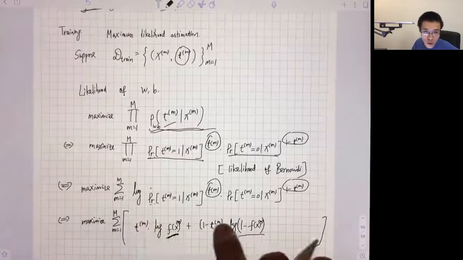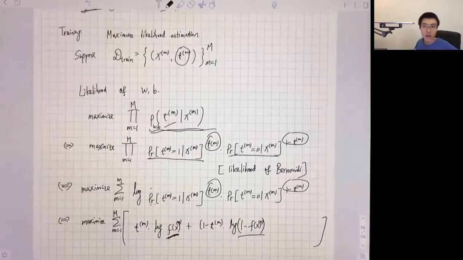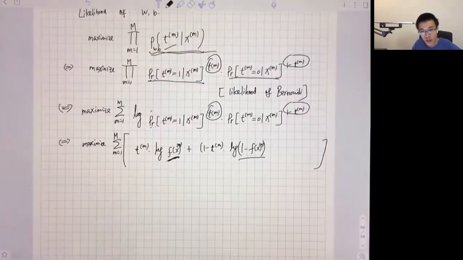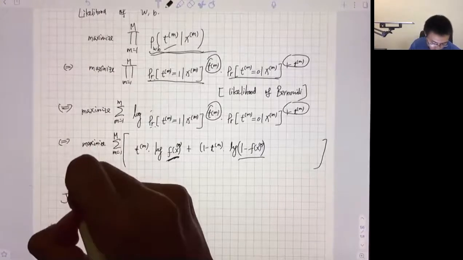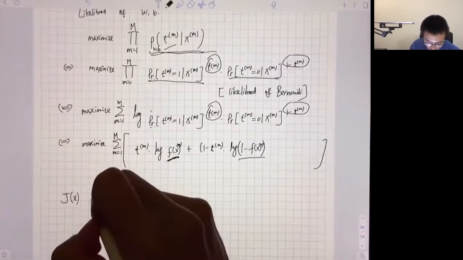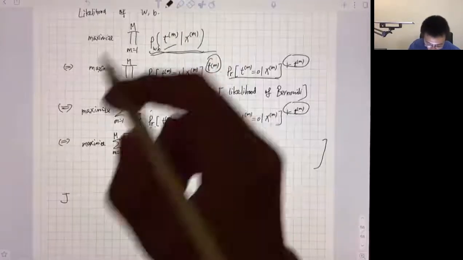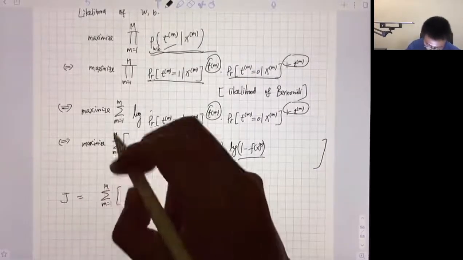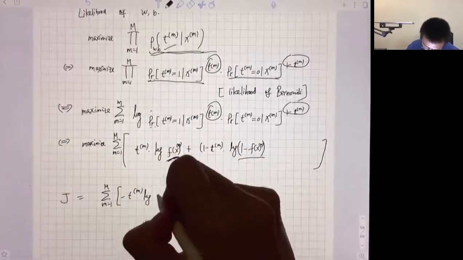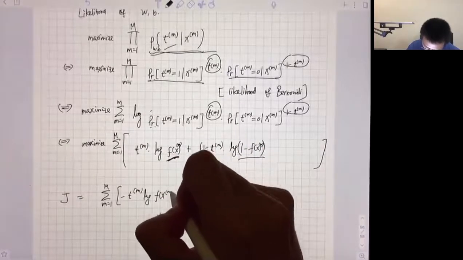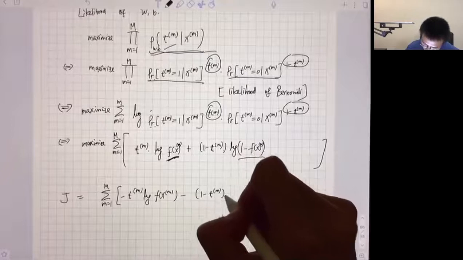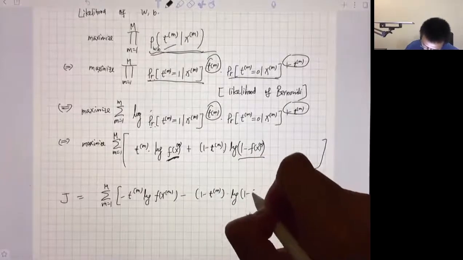You have a few terms, but this is very standard, and you'll get familiar with it very soon. In optimization, we typically talk about loss. So I would say my training objective is to minimize something. My training objective for w and b is the sum over 1 up to m of minus log f of x m, minus 1 minus tm times log of 1 minus f of x.